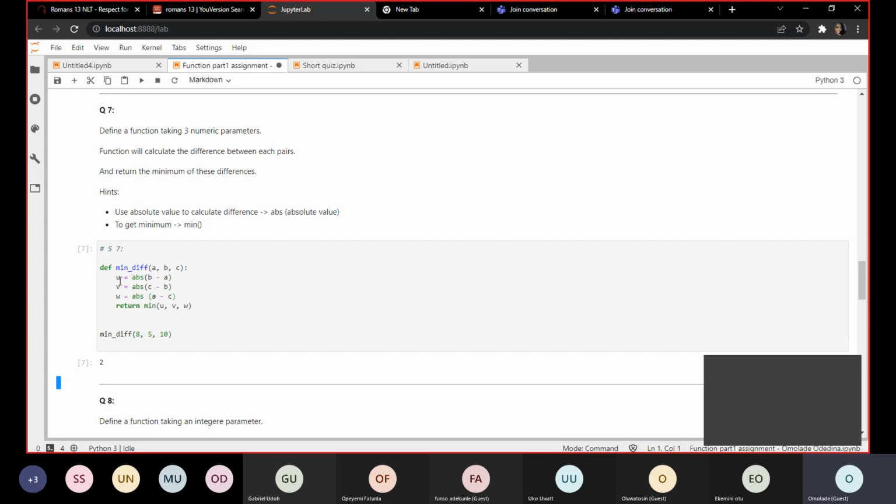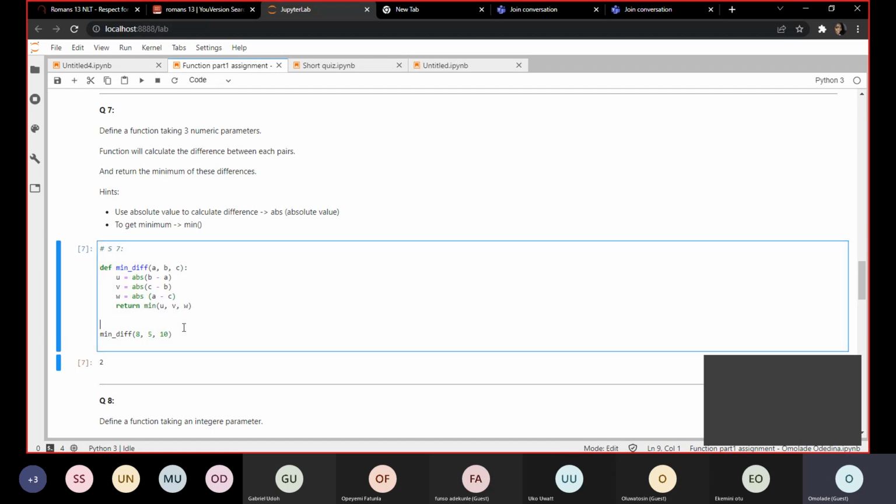So we have returned the minimum of our u, our v, and w, which is 2. So b minus a, that's 5 minus 8, is minus 3. Absolute value of minus 3 is 3. C minus b, that's 10 minus 5, is 5. And a minus c, 8 minus 10 is minus 2, but absolute value of minus 2 is 2. So what's the minimum of 3, 5, and 2? That's 2. So that's what our function has asked us to do, and that's what we have done.